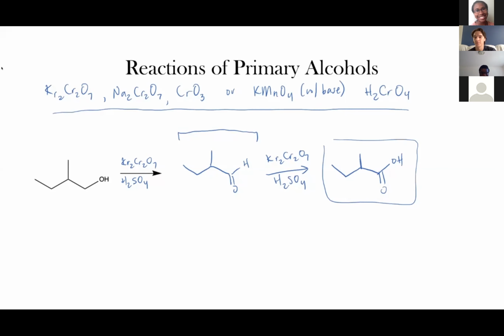Yep, exactly. I have a question. Mm-hmm. So for the first three, there is a chromium and then some sort of oxygen. So for the first two, are the K and Na spectators? And then it's only the chromium and the oxygen that react? I believe that's the case. Okay, and then for the last one, why do you have to react it with a base instead of a strong acid?